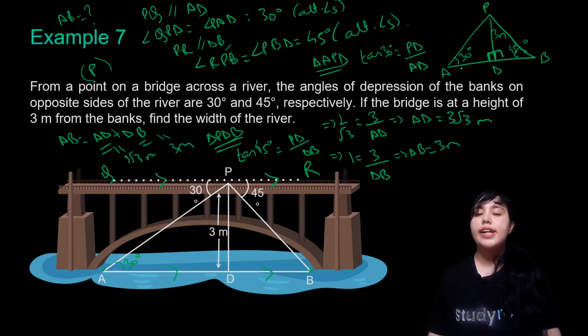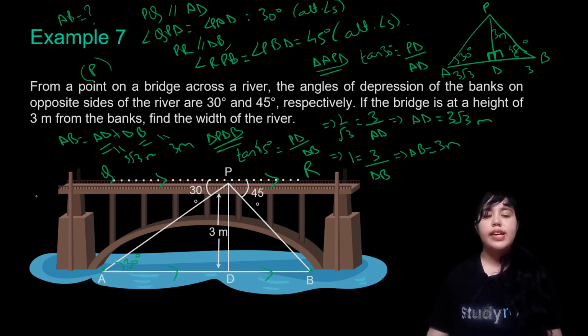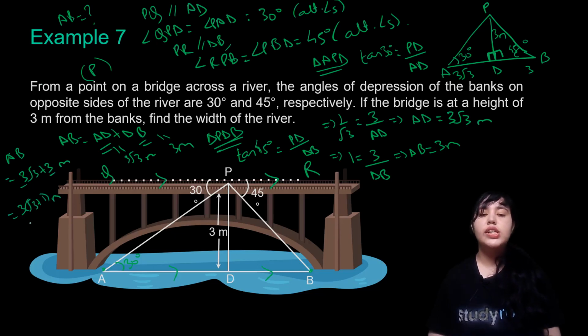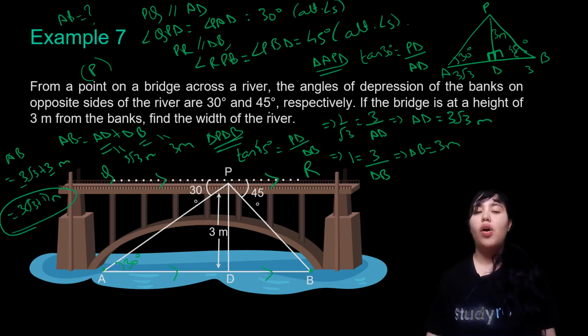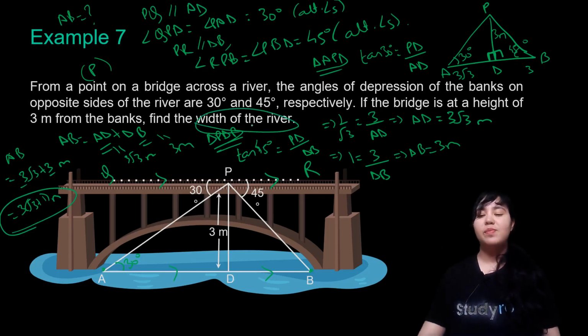So if I know AD, if I know DB, can I add them up and get AB? So we can obviously do that. So basically your AB becomes equal to 3 root 3 plus 3 meters. If you take this 3 common, you get 3 times root 3 plus 1 meter. So this is the distance between the opposite banks of this river, or in other words, this is the width of the river.